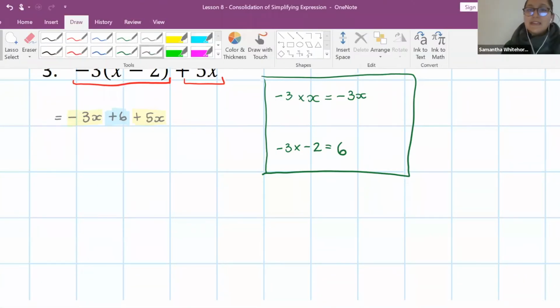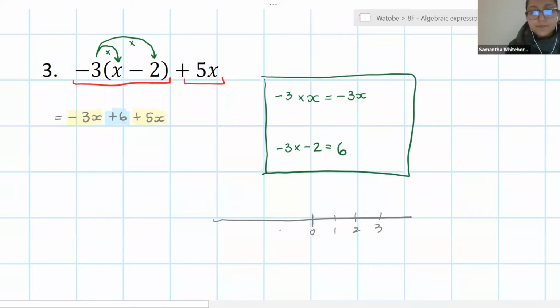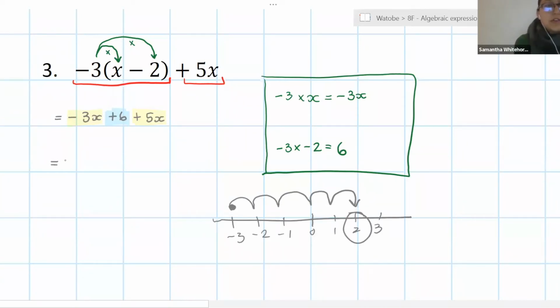But I can go and add -3x plus 5x. And I'm seeing some awesome answers in the chat there. Again, if you need your number line, that's absolutely fine. Or grab a calculator. I'm absolutely fine with you using a calculator. If we are starting at -3x and adding 5, I'm going from a negative towards the positive. So 1, 2, 3, 4, 5. And so I get a positive 2x.